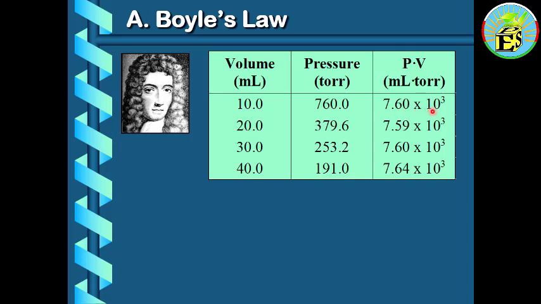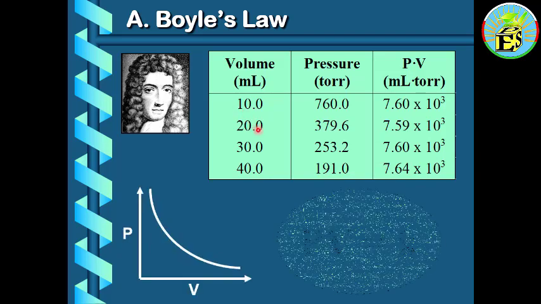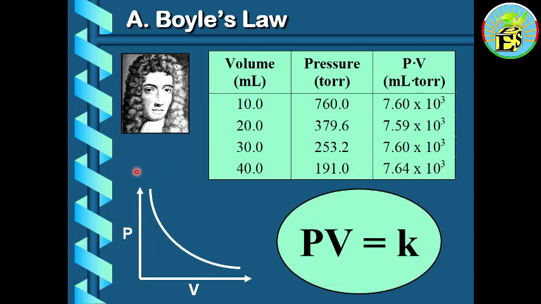7.60 multiplied by 10 to the power 3, 7.59 multiplied by 10 to the power 3, 7.60 multiplied by 10 to the power 3. It's very close to the same value, so we can deduce the relation between pressure and volume. From this graph we see it's inversely proportional.